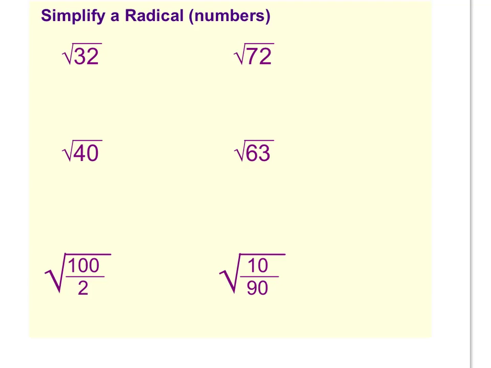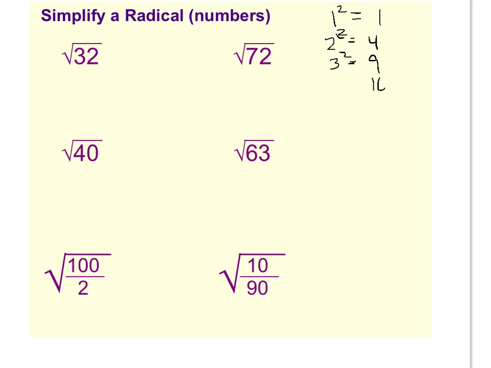In order to simplify radical expressions, in this case square roots of different numbers, we need to know what perfect squares are. Now, a perfect square is when you take a number, let's say we start with 1, and you square it. 1 squared equals 1. Then you go to 2. 2 squared equals 4. 3 squared equals 9. And basically you just go through and you square all of your numbers.